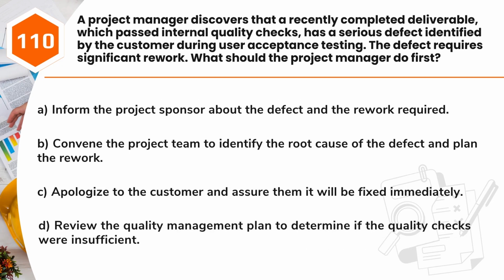Question 110. A project manager discovers that a recently completed deliverable, which passed internal quality checks, has a serious defect identified by the customer during user acceptance testing. The defect requires significant rework. What should the project manager do first? A. Inform the project sponsor about the defect and the rework required. B. Convene the project team to identify the root cause of the defect and plan the rework. C. Apologize to the customer and assure them it will be fixed immediately. D. Review the quality management plan to determine if the quality checks were insufficient.